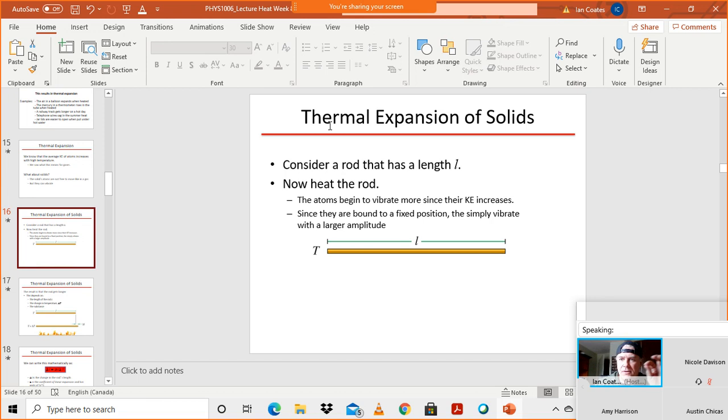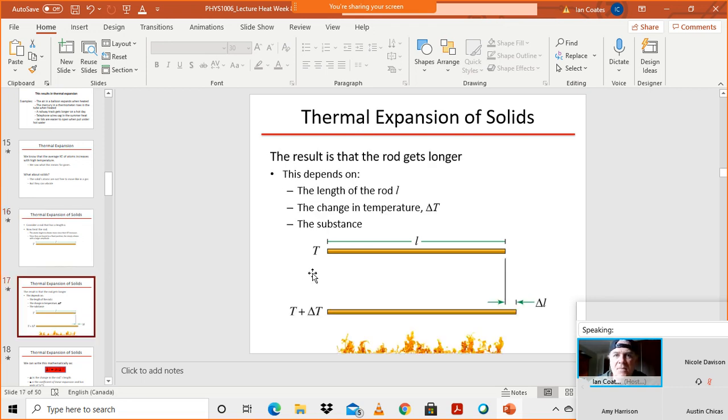Don't do this because you could get hurt, but if you take a metal butter knife and take a lighter to one end, metal tends to pick up heat very quickly. The heat will get transferred, and within 10 seconds, ow! You've dropped the knife because it has gotten so hot, even though you put the lighter on the other side. Since these molecules are bound into a fixed position, they simply vibrate with a larger amplitude. So the more heat you give this rod, the more they're going to vibrate.